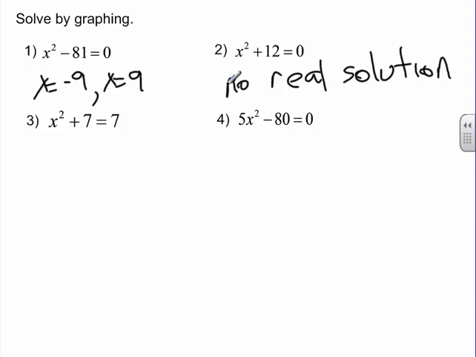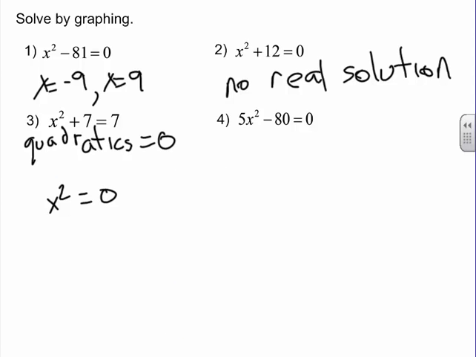Alright, now this one's a little different. Rule number 2, quadratics to solve must be set equal to 0. So I got to get rid of the 7, move it over here, so I have 0 over here. So I get x squared minus 7 equals 0. The 7's go away. Alright, this one's going to be a lot easier to graph.